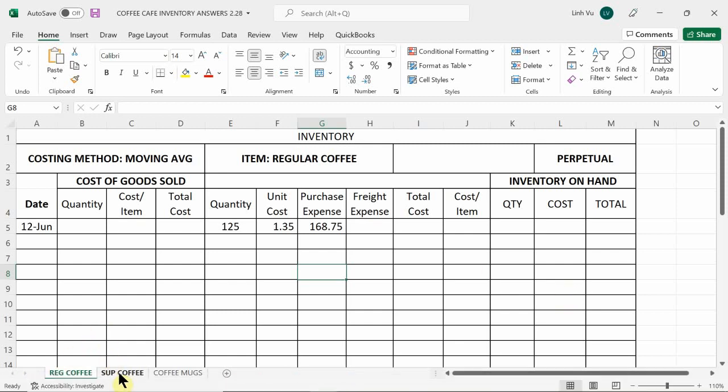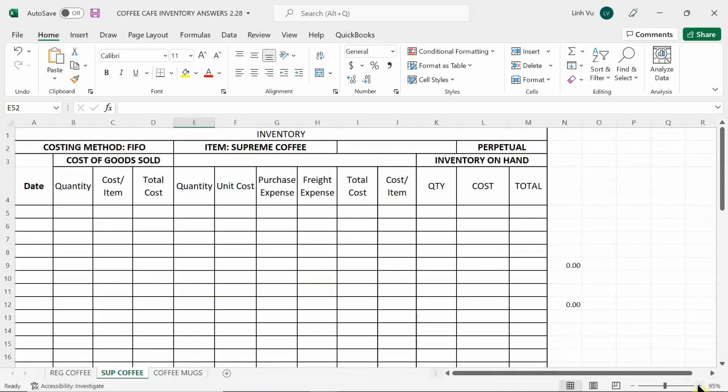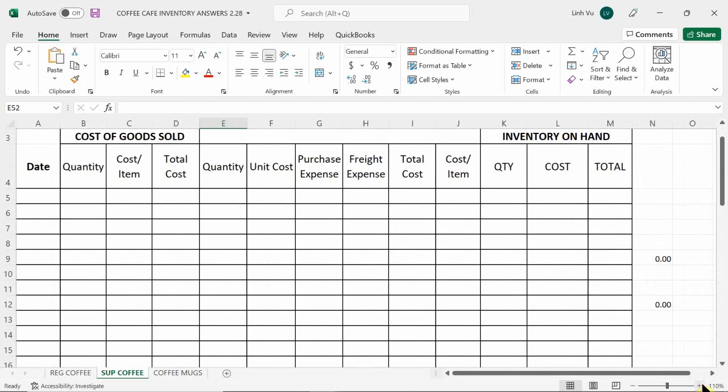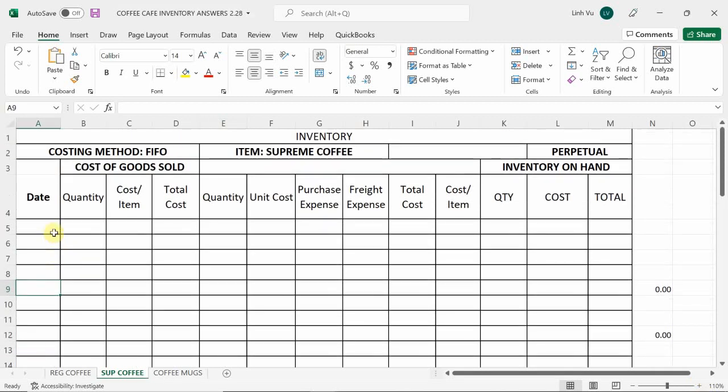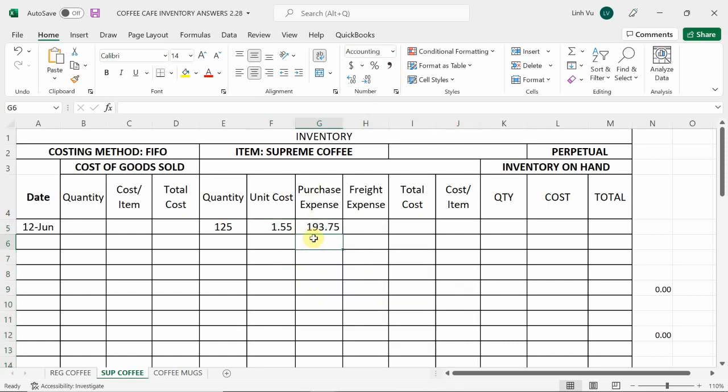Let's see. Supreme coffee. I must do the same thing, except this is going to be different because I'm going to be using FIFO to calculate my coffee now. So again, it's the 12th. You need to skip over your cost of goods sold. You purchase 125 pounds at $1.55, and you should get a total of $193.75. Once again, we will deal with the freight cost later. Okay, so that's my inventory worksheet.